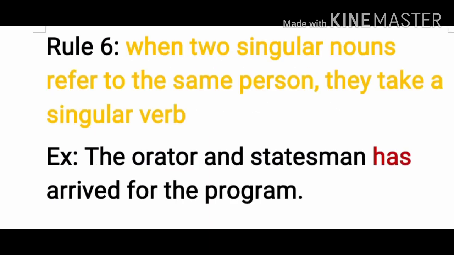Rule 6: when two singular nouns refer to the same person, they take a singular verb. It means when we use two singular nouns and they refer to the same person, that means they both are used for a single person. At that time we will use a singular verb.